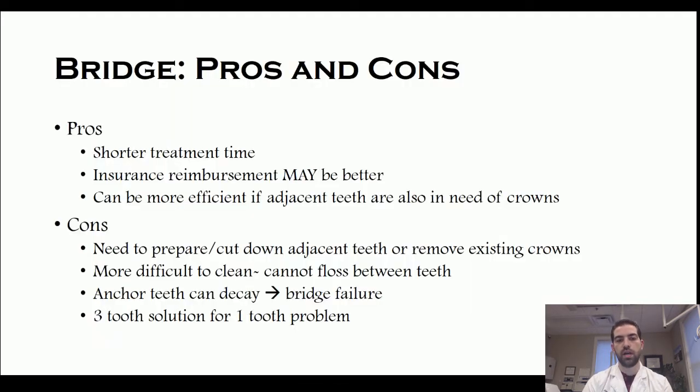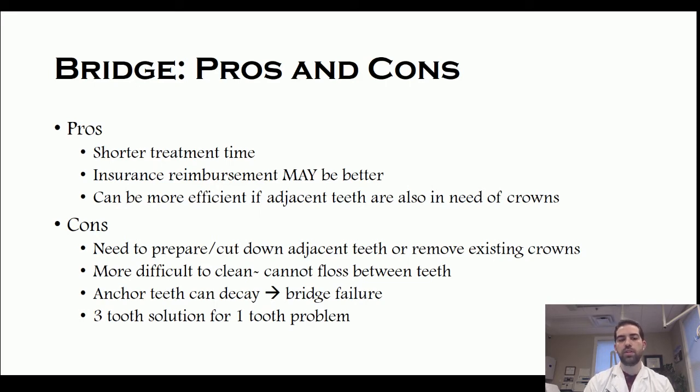So there are some pros and cons to bridges. I think the main pro is that there's a shorter treatment time. If the tooth is already missing, it's just a 2 to 3 week turnaround time and two appointments. If the tooth still needs to be extracted, that adds about 6 weeks of healing time. Insurance reimbursement may be better for bridges, at least traditionally. Now more insurance plans are starting to cover dental implants.